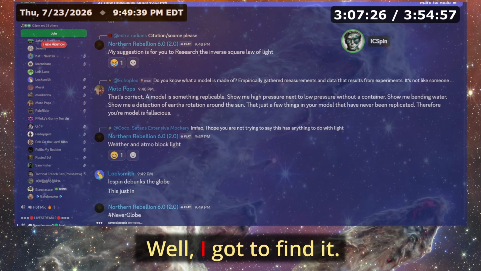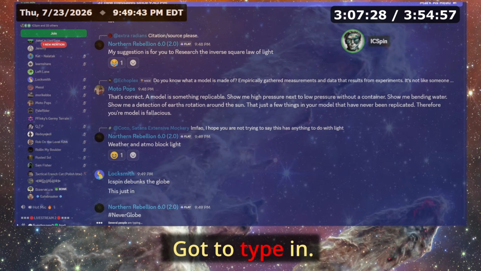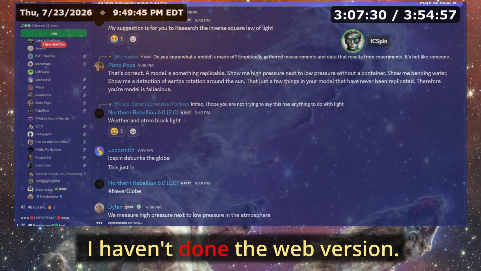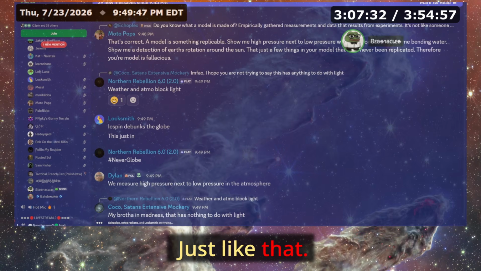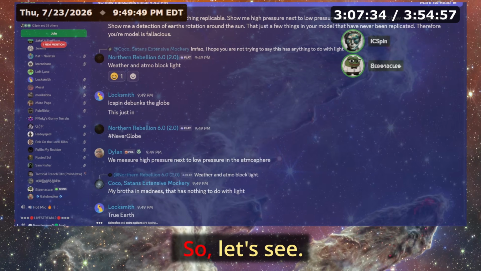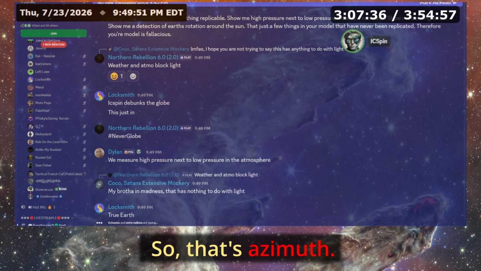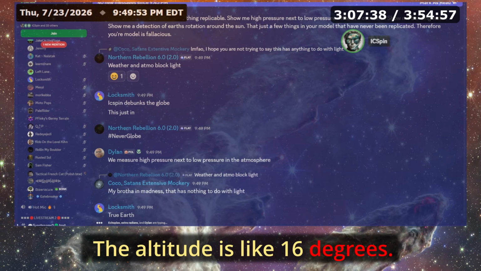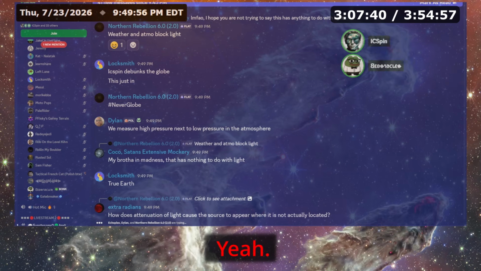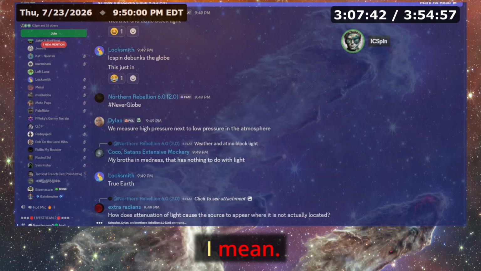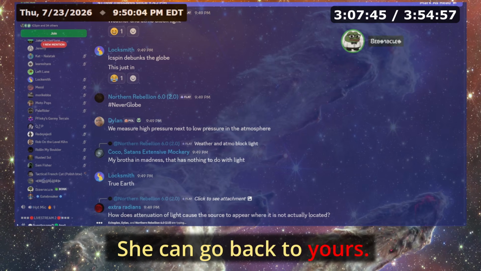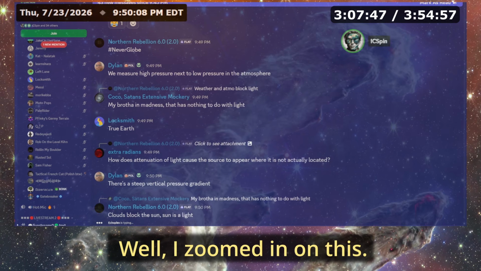Where's the moon right now? I've got to find it. Just type in moon. I haven't done the web version, so. Yeah, that's it, just like that. It's right there, towards the right. Okay, so let's see, that's azimuth. The altitude is like 16 degrees. Yeah, that's pretty close to the horizon. That makes sense. Pretty damn good. You can go back to yours. Yeah, I can go to mine. I zoomed in on this.